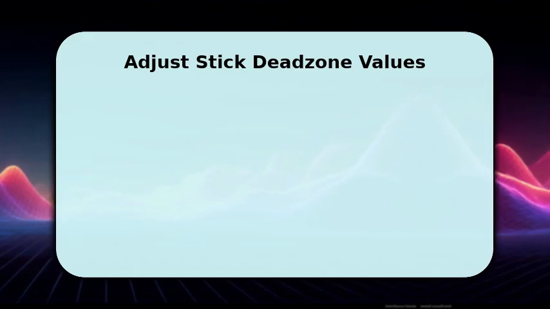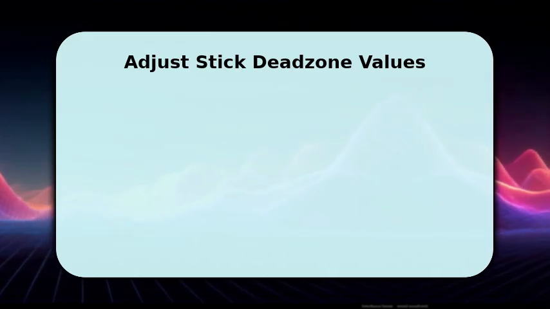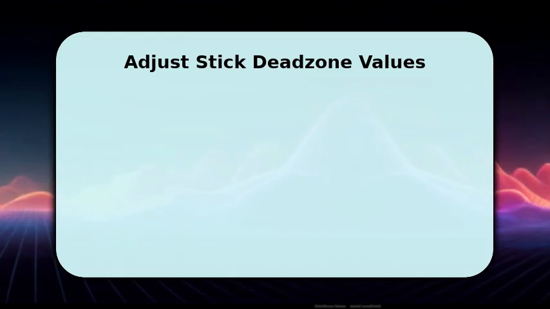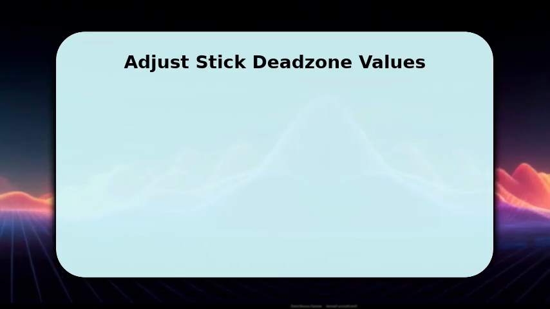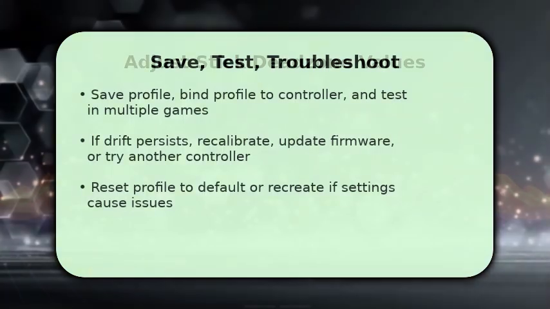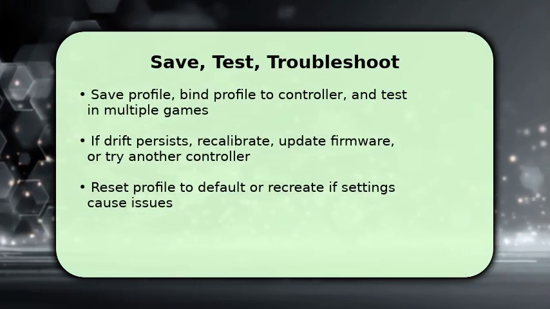If the stick registers unintended movement, increase the Deadzone slightly. Conversely, if input feels sluggish, reduce it more. Keep a steady pattern. Change, test, and evaluate until aiming and movement feel natural. Finish by saving the profile and assigning it to the controller.